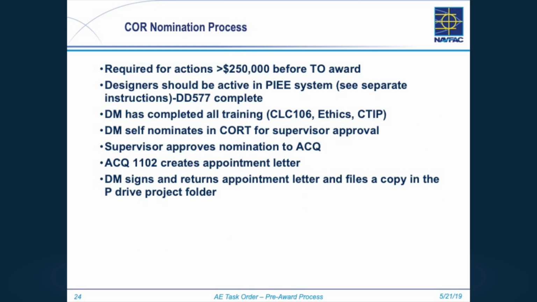So once you've been through negotiations, you've got a final price, looks like it's moving forward to award. There's one more piece that needs to happen before any award can happen, and that is the COR nomination process. If it's over $250,000, before they can award it, we have to have a contracting officer's representative in place.